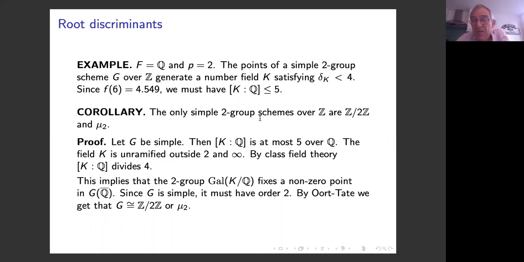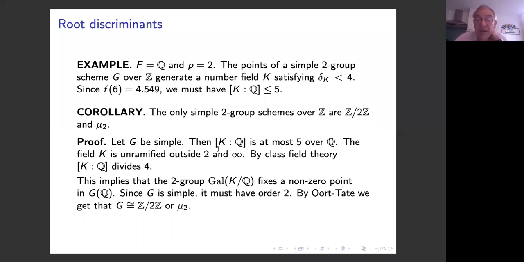And then with a little bit of class field theory, you can actually show that not only is the degree at most 5, it must divide 4, because there are no odd degree extensions of Q that are only ramified at 2. You can prove that with class field theory, for instance. But then it means that the Galois group acts on the points of such a group scheme through a group of order 4. So then we have a 2-group that acts on a 2-group. And 2-groups that act on 2-groups always have fixed points. So that implies that the Galois group has a fixed point. But it was simple. We said the group scheme was simple. So there cannot be fixed points unless everything is fixed. But then it must have order 2.